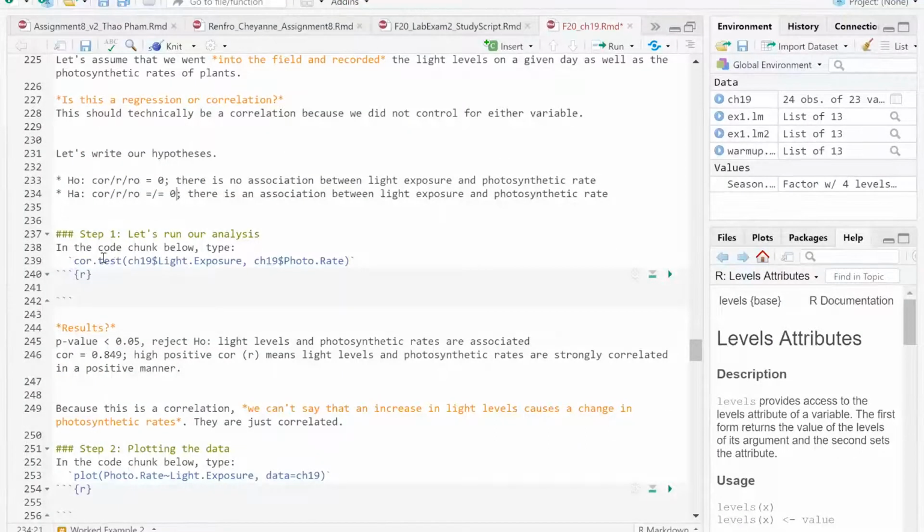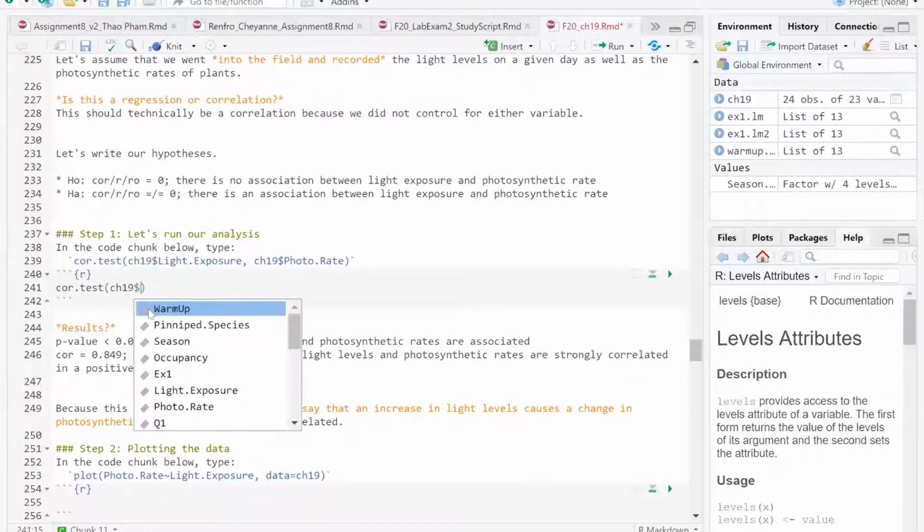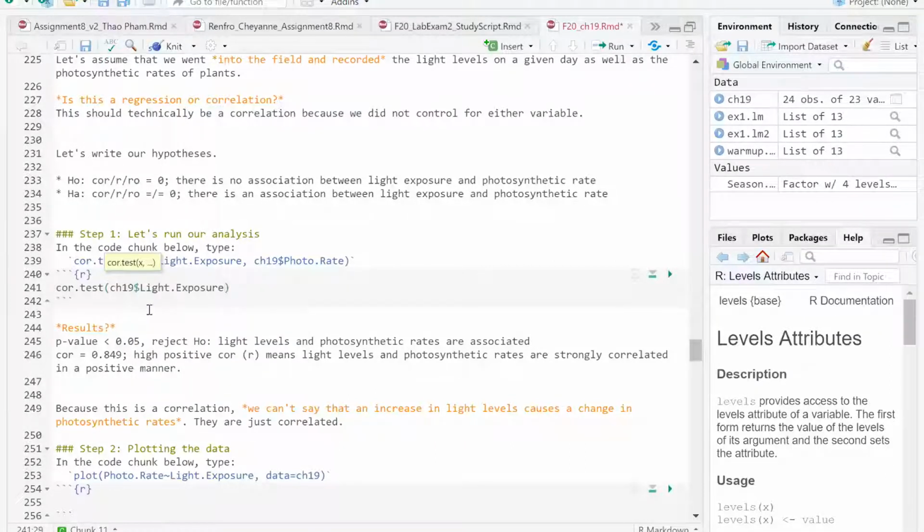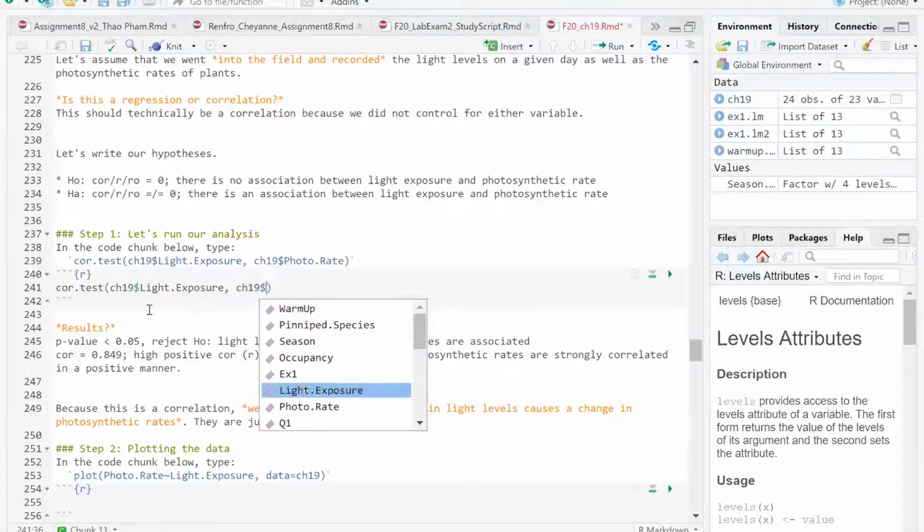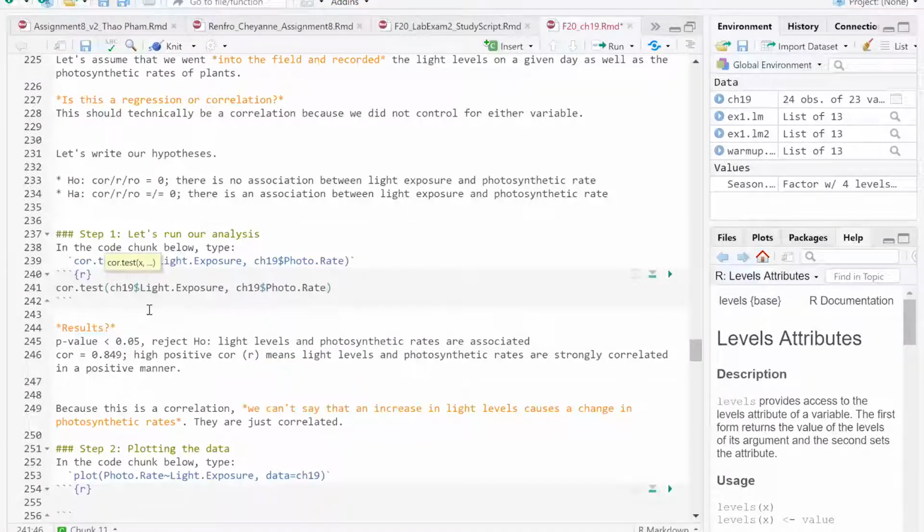When we do our analysis for this, we're going to use the cor.test function, cor.test. And for this one, you don't have any option. You have to do chapter19$. You have to do it this way. If you do it the other ways, you get an error message. So chapter19$ photo rate, and then I just hit the tab key. Remember, when they're highlighted, you can hit tab and it just fills all the way out.